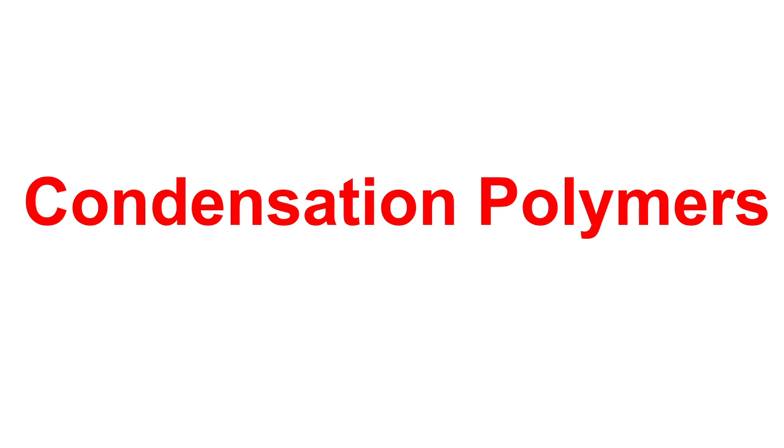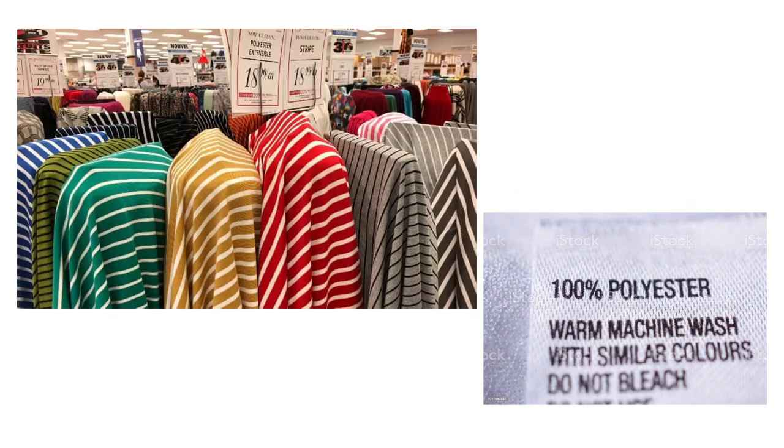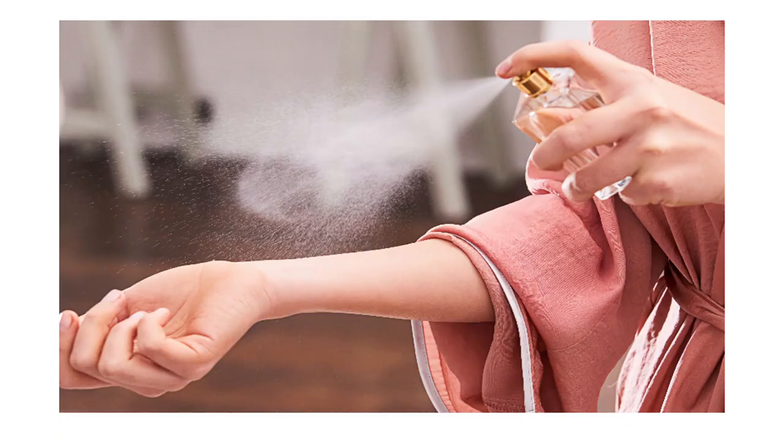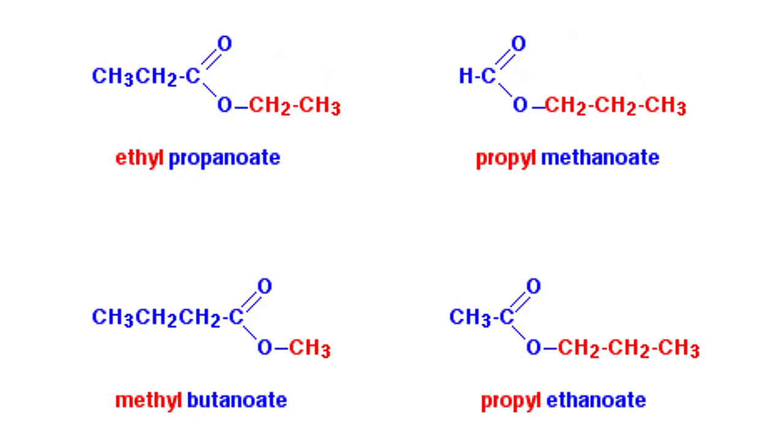But say I don't want just one ester. Say I want loads of them. Say I want a polyester. I'm sure you're all familiar with polyester. There's a very high chance you're wearing some polyester clothing right now. Polyester is what we call a condensation polymer. So how do I go from making one ester bond to making thousands?